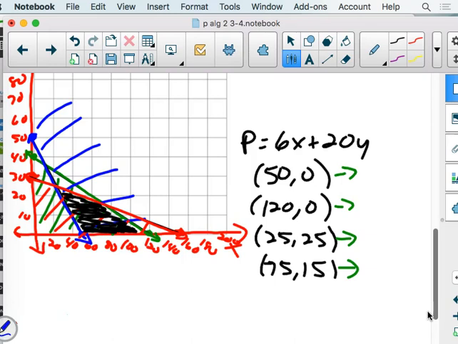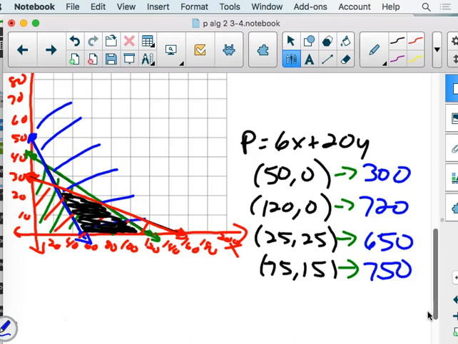Put your 50, 0 on there. Yeah. 300. Okay, next row, somebody I hope punched in that 120, 0. What'd you get? 720? Okay, next row, we needed the 25, 25. What'd you get? 650? Last row, 75, 15. What'd you get? 750.